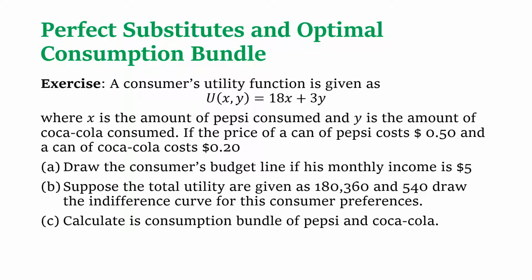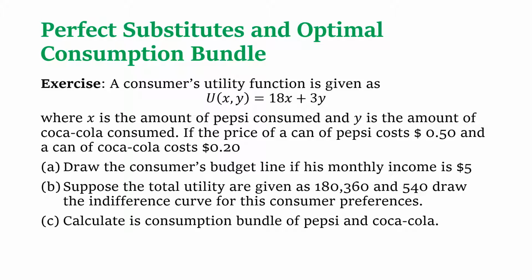Let's try to solve this problem. We have a consumer whose utility function is given as 18x plus 3y, where x is the amount of Pepsi consumed and y is the amount of Coca-Cola consumed. So if a can of Pepsi costs 50 cents and a can of Coca-Cola costs 20 cents, now draw the consumer's budget line if his monthly income is $5. So what we say here, we know the budget line is what? x Px plus y Py equals to what? M, right? Where M is the income.